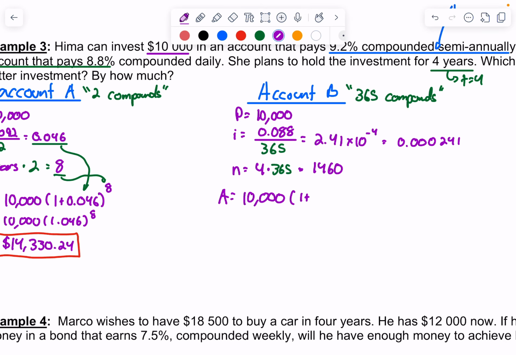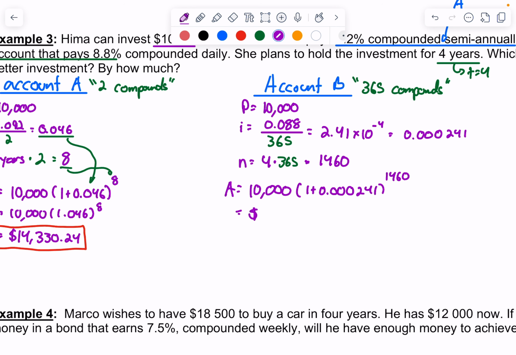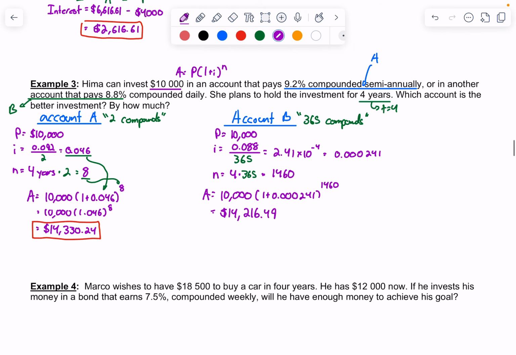So if we plug into our formula, our future amount A is equal to your principal, 10,000, multiplied by 1 plus, and I'll use the decimal one, 0.000241, all to the power of 1460. I'm sure you already know how to put that 1 plus the decimal together, so I'm not going to do that. Times that by 10,000. So in this case, you make $14,216.49.